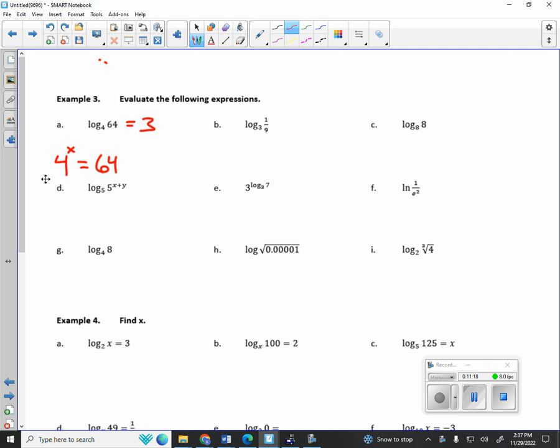And then this, log base 3 of 1/9, that means 3 to what power is 1/9? Yep, so 3 to what power is 9? So 3 to what power would be 1/9? -2, so this answer is -2. And this one says 8 to what power is 8 to the first? 8.